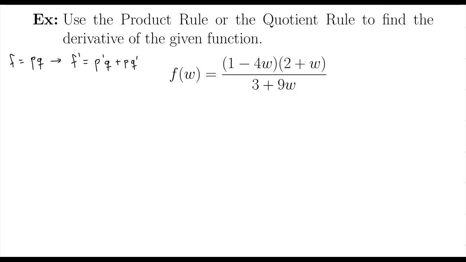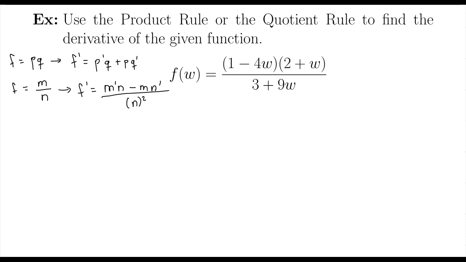Now in this particular example, we also need to apply the quotient rule. Well, the quotient rule, and let me use some different letters here just so we don't get too confused, can be found using the formula: derivative of the top times the bottom minus the top times derivative of the bottom, over the bottom squared. So that's what we're going to have to use, a combination of those two.